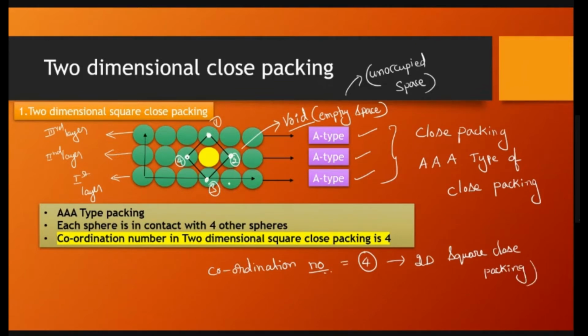Right. So why is it called square close packing? Because when you join the centers of all these 4 atoms, you will get a square. So that's why it is called square close packing in 2 dimensions. Here you need to remember the coordination number. What is the number of particles or the nearest neighbors? That is 4. That is the coordination number for 2-dimensional square close packing. So now we'll move on to the second type.